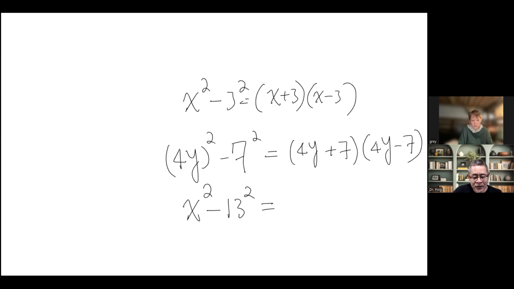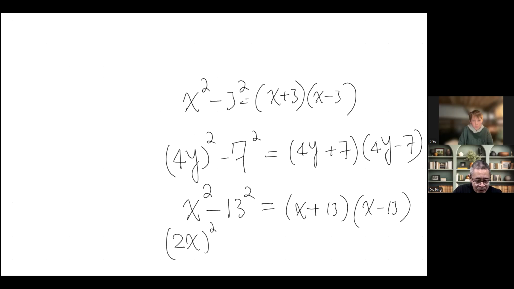So we got x plus 13, then x minus 13. Okay, let's do 2x squared minus 7 squared. Good job.